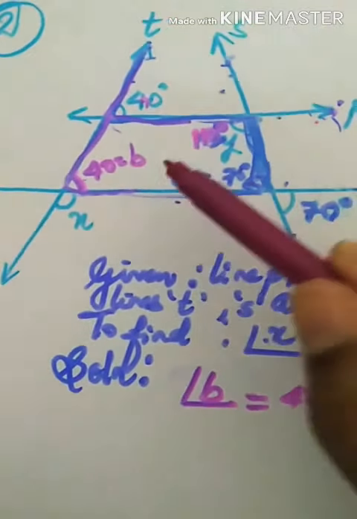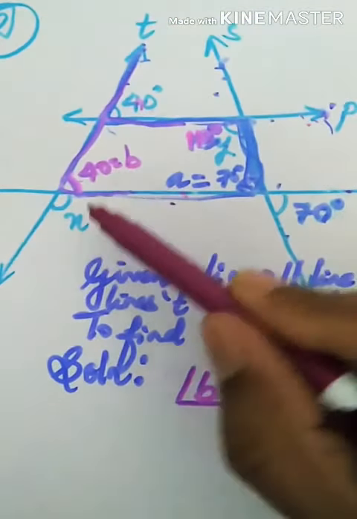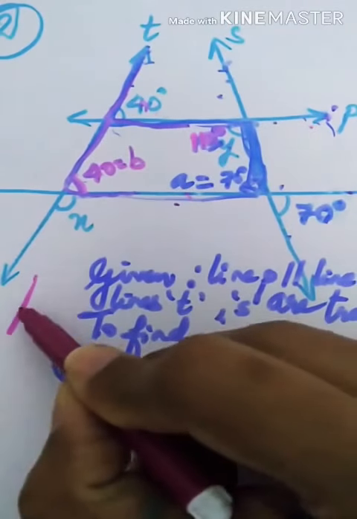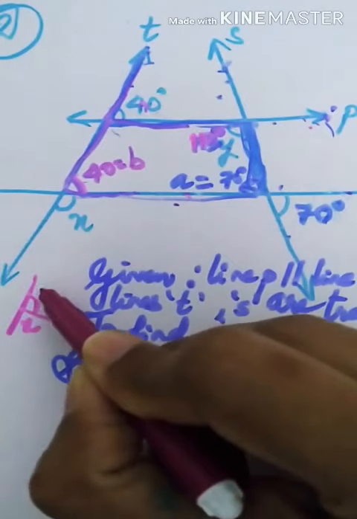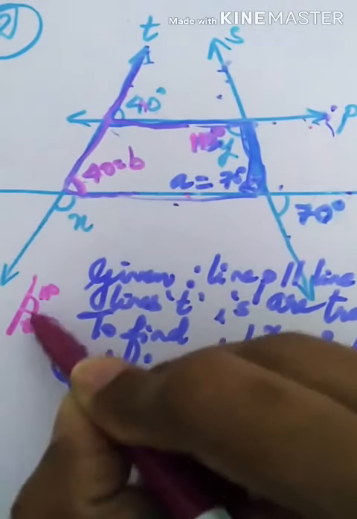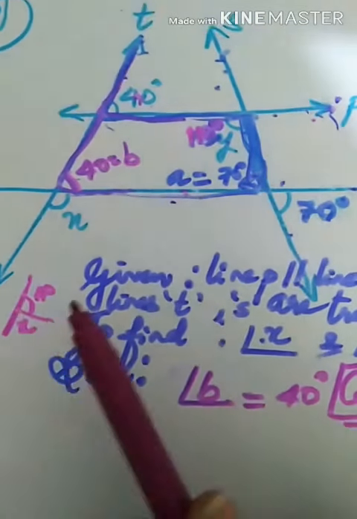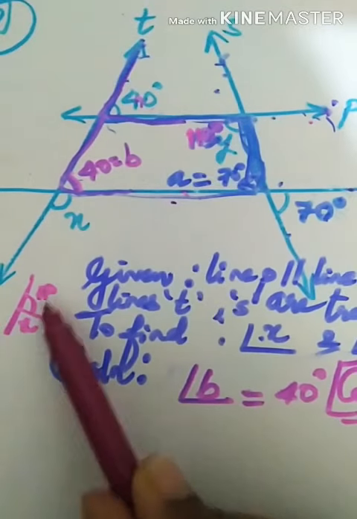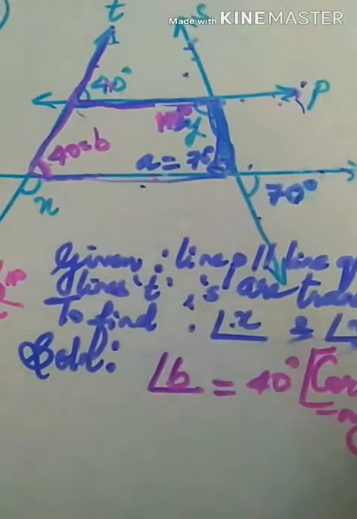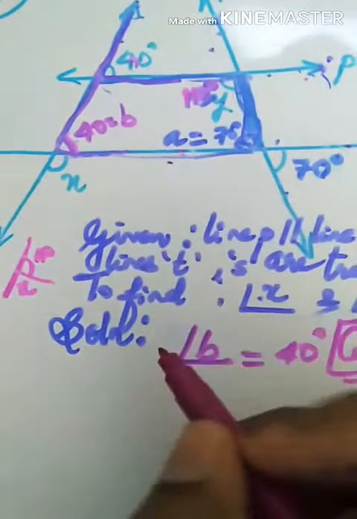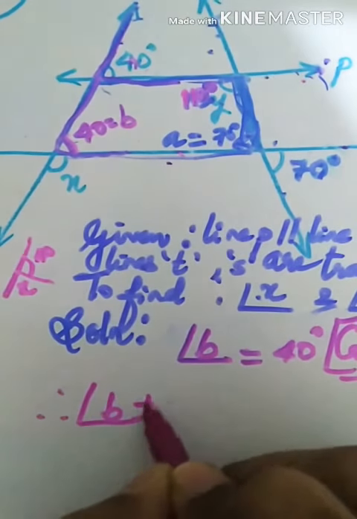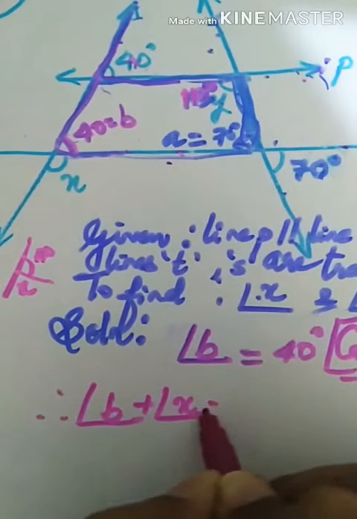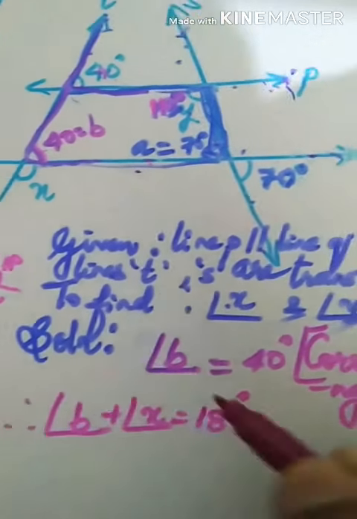Now you got the relation between B and X. It is looking like this, B and X. Here you have X and here you have B, which is 40 degree. What are these two angles called? They are called linear pair. So we'll use the linear pair property. Write down therefore, angle B plus angle X equal to 180 degree.